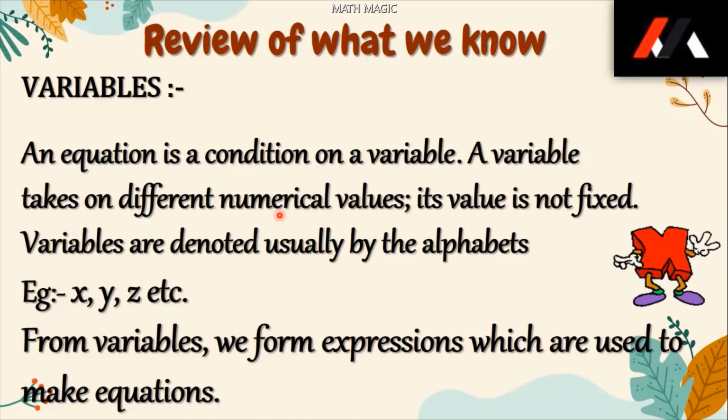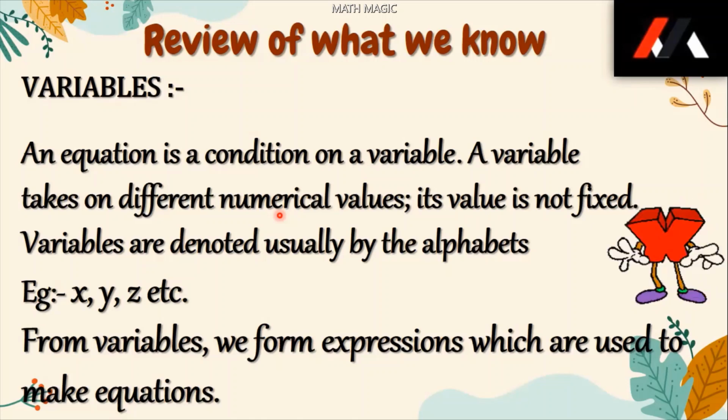Now, 2x plus 5 is equal to 10. So in the LHS, x has a particular value so as to be equal to the RHS. So an equation is a condition on a variable. A variable takes on different numerical values. Its value is not fixed.